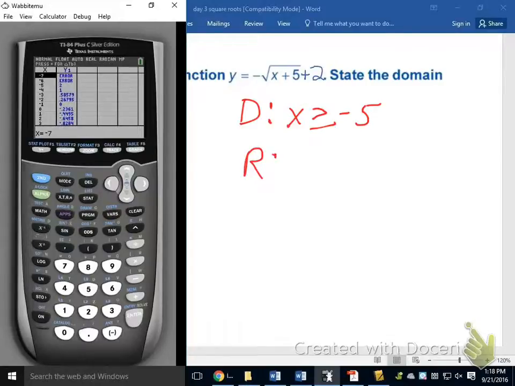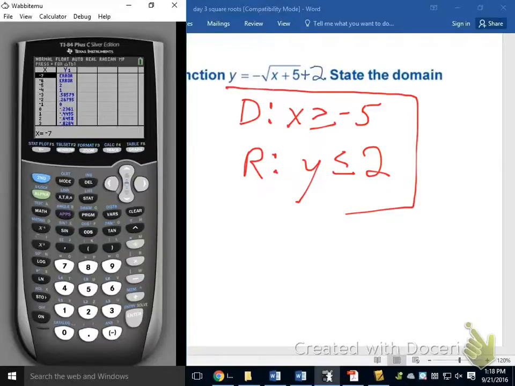My range, in this case we used a y. This one, though, is less than or equal to due to the negative on the front of the root. And it will be less than or equal to the 2. 2 is the highest value that this function has for your y values. Alright, there's my domain and range.